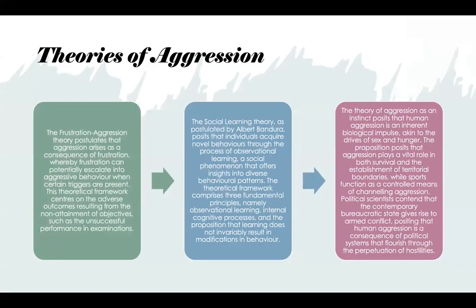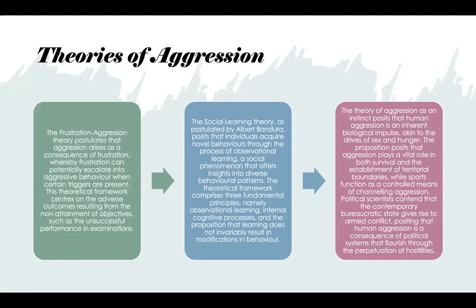Theories of aggression. Basically there are three basic theories of aggression. The first one is the frustration-aggression theory, which postulates that aggression arises as a consequence of frustration, whereby frustration can potentially escalate into aggressive behavior when certain triggers are present. This theoretical framework centers on the adverse outcome resulting from the non-attainment of objectives, such as unsuccessful performance in examinations.